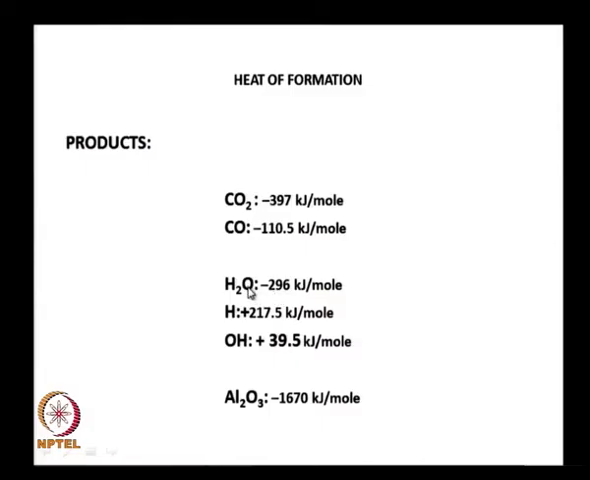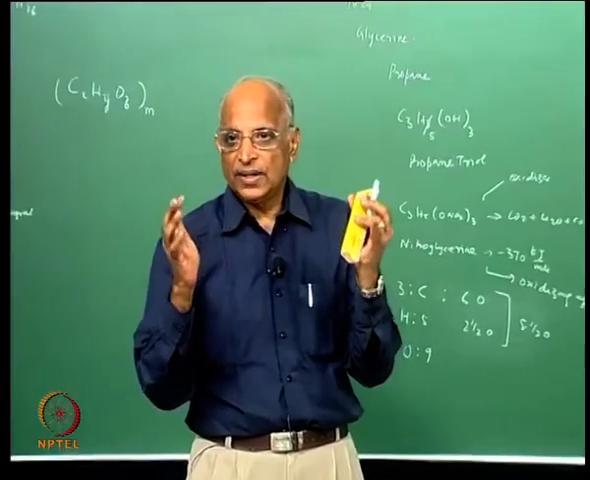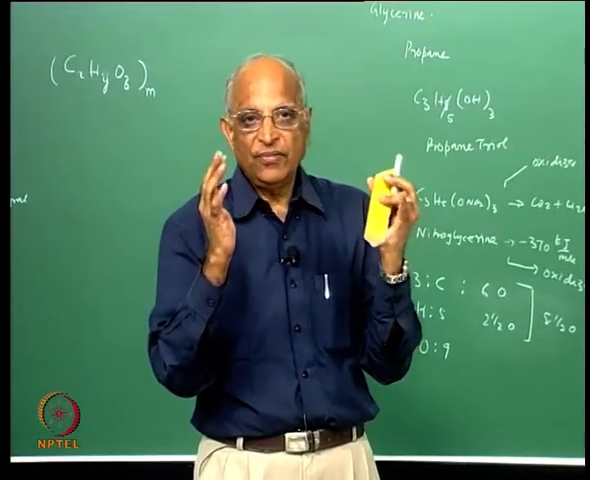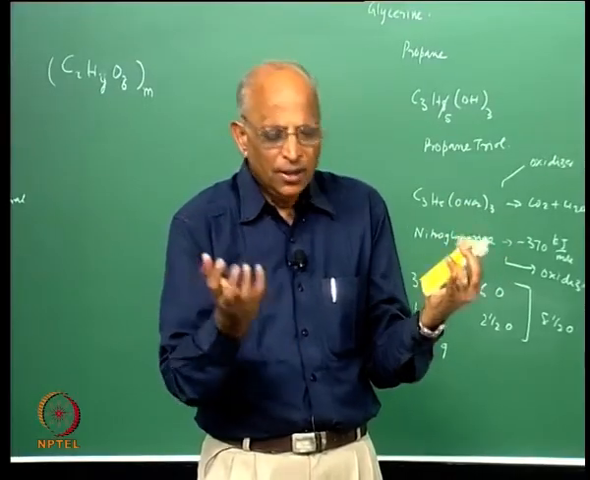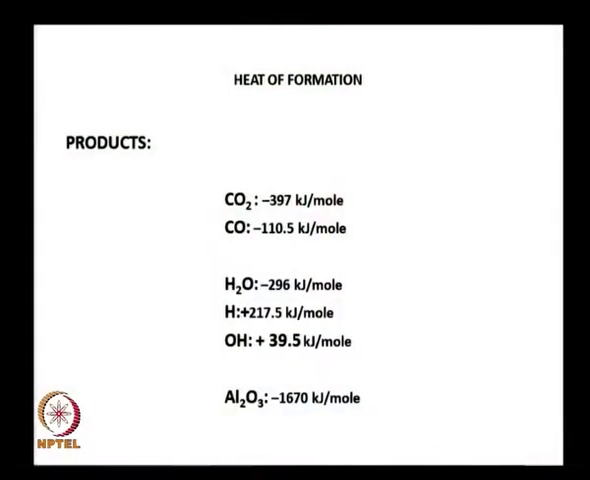Mind you, this is important. When I say water, why is it water? Because I am looking at the standard condition of 25 degrees centigrade, and pressure is not that important for a liquid. Therefore, under standard condition it is water, and water has minus 296. H dissociated, we found it is plus 217, OH dissociated is again a high value, 395, but aluminum oxide has an extremely large negative value, minus 1670 kilojoule per mole. These are some heats of formation given to you, and how do you get them? They do experiments to give the heat of formation.